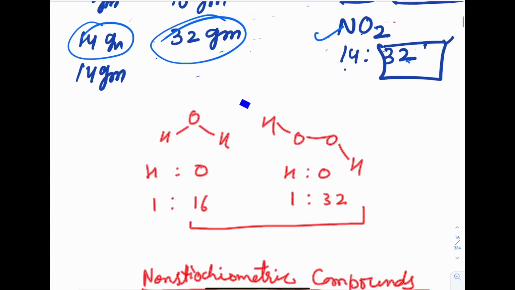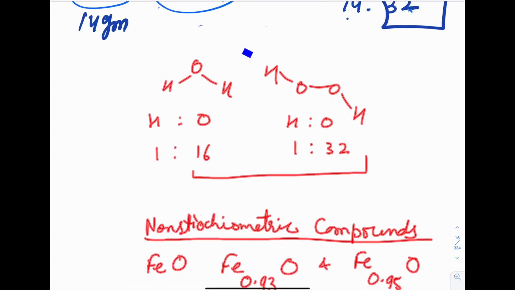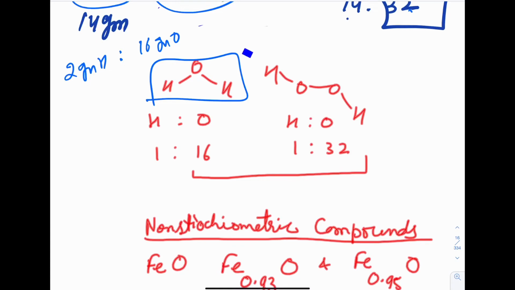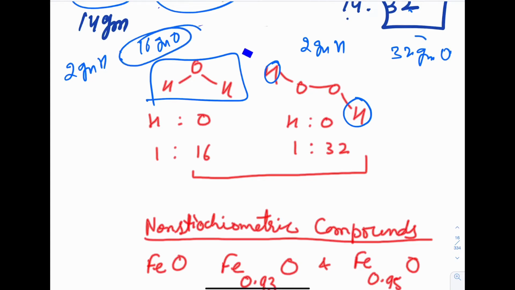Same in case of water and H2O2. In water, 2 gram hydrogen combined with 16 gram oxygen. But in H2O2, there are 2 hydrogen. So 2 gram hydrogen combines with 2 oxygen, that is 32 gram oxygen. The mass ratio of oxygen in these two compounds is 1 is to 2.